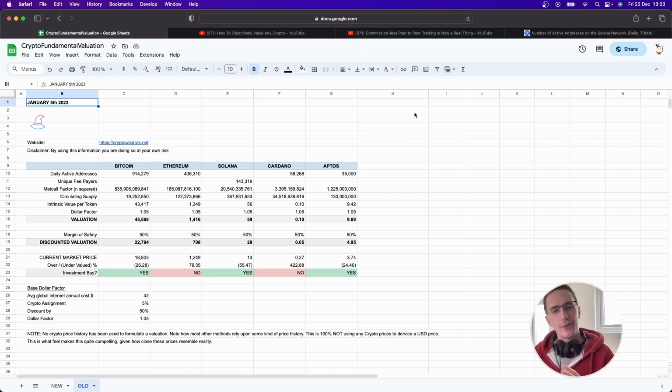Hey Wizard, so around a year ago, I took you through my own objective approach to valuing cryptocurrencies intrinsically. Are they underpriced or overpriced based on what I call the Metcalfe factor of that cryptocurrency? So we looked at the daily active addresses, worked out the network effect on that, looked at the circulating supply to get an intrinsic value, multiplied that by a price, and that gave us the valuation.